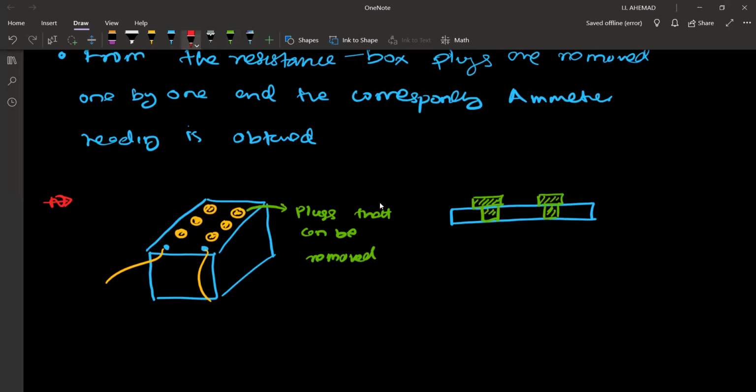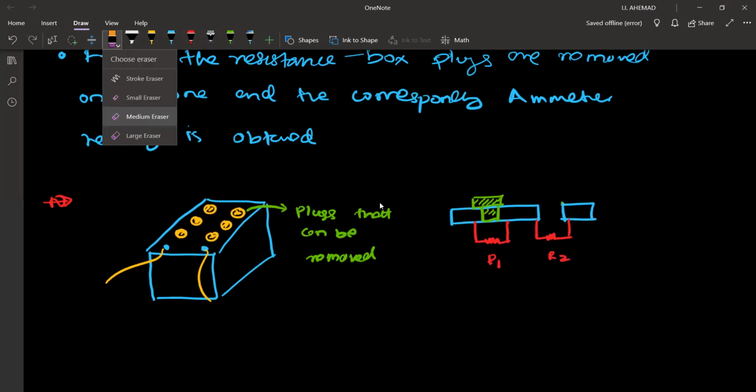And here we have a resistor. Let's say the resistance is R1 and this resistance is R2. Now, if I remove this plug, then I have removed this plug. How will the current pass? So I have removed the plug.